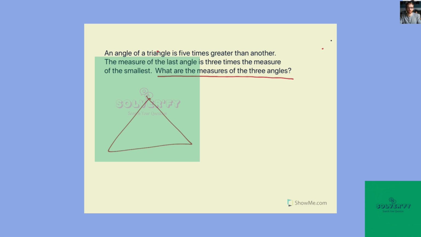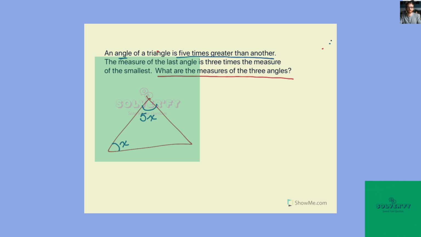Now I need to pick out the pieces. The first line says an angle of a triangle is 5 times greater than another. Okay, so the angle is 5 times greater than another. It doesn't tell me what that other one is, but usually when we have another, that's our x. And then I've got another one that's 5 times that, so it's going to be 5x.